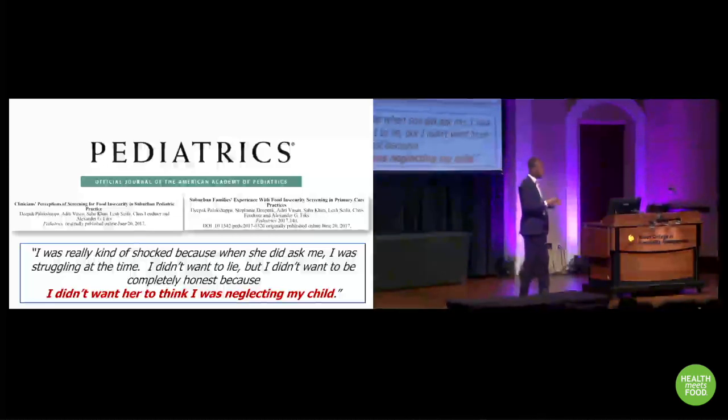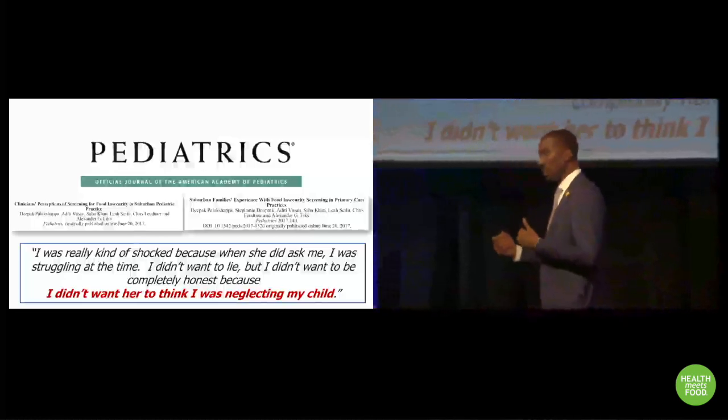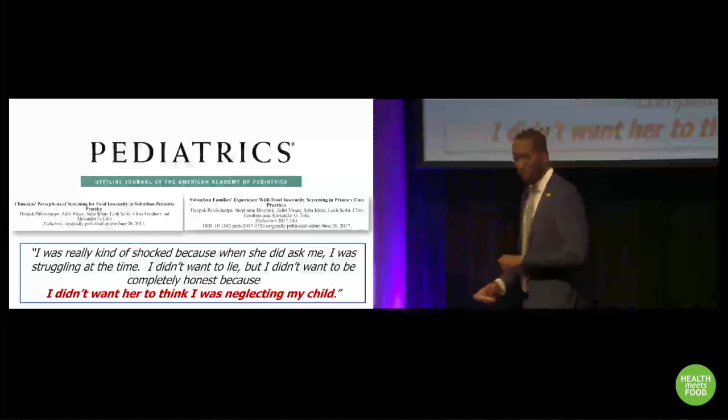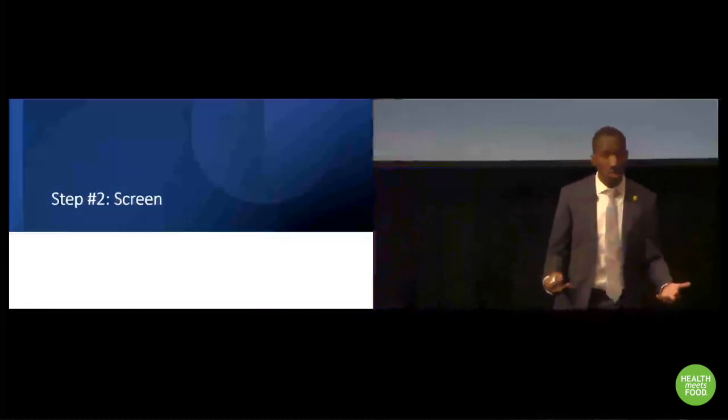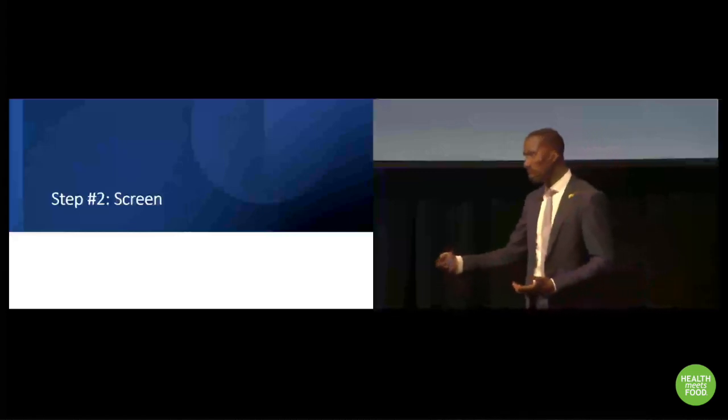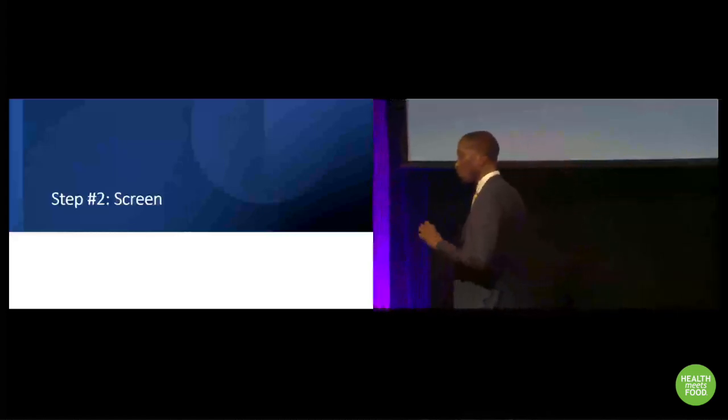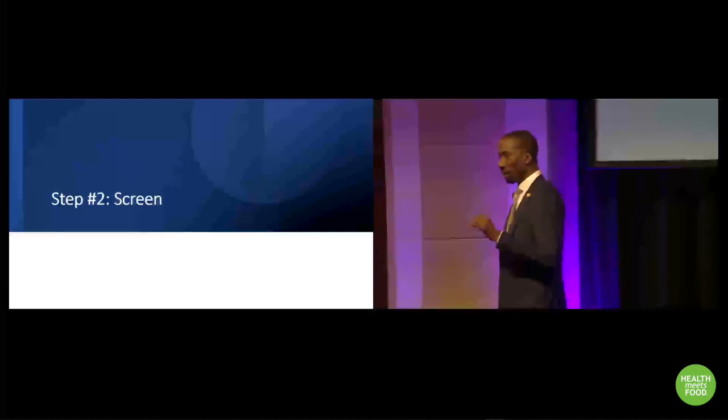To do this work well, we provide dignity, we provide privacy, we provide intimacy, and we're able to do this work incredibly well. Our next area we're going to talk about is screening. Why do we screen? Because food insecurity is often described as being invisible. You need to screen to be able to identify it effectively. So screening is critically important.